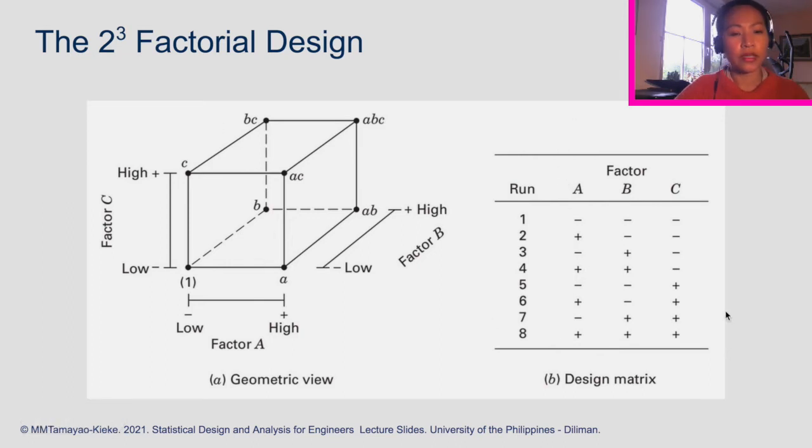Your design matrix could look like this. For your first run, you have low levels for all factors. Second run, you have high level for factor A, low level for factors B and C. And then for the third run, you have low level of factor A, high level of factor B, low level of factor C, and so on.